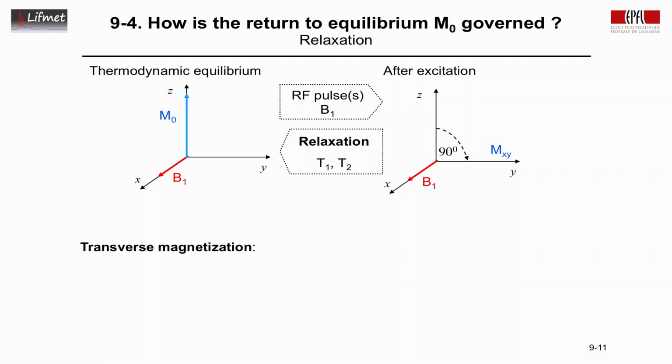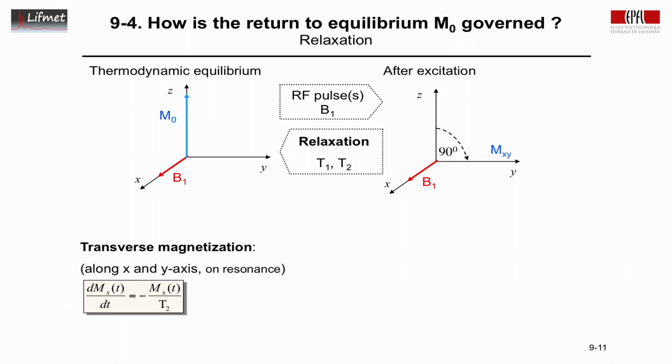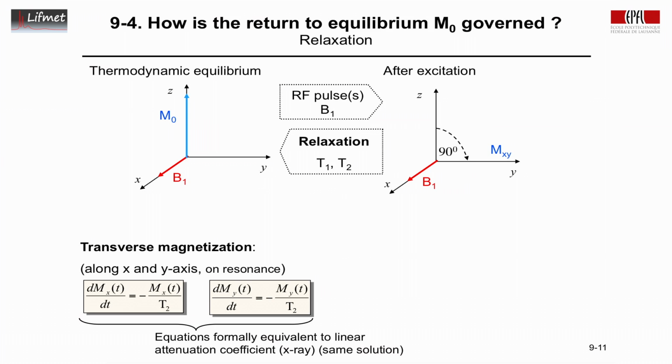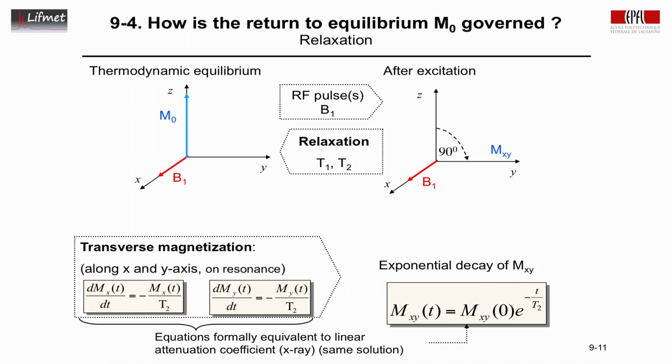For the transverse magnetization, we'll consider here the X and Y axis, and we'll look at on resonance, that is, we are rotating with the Larmor frequency of the magnetization. We have the change in magnetization is proportional to the magnetization itself. Same for the Y magnetization. These two expressions are fairly similar to what we've had for the linear attenuation coefficient. So we have the same mathematical solution as we dealt with there, and we get an exponential decay of the transverse magnetization. This is the solution of these equations.